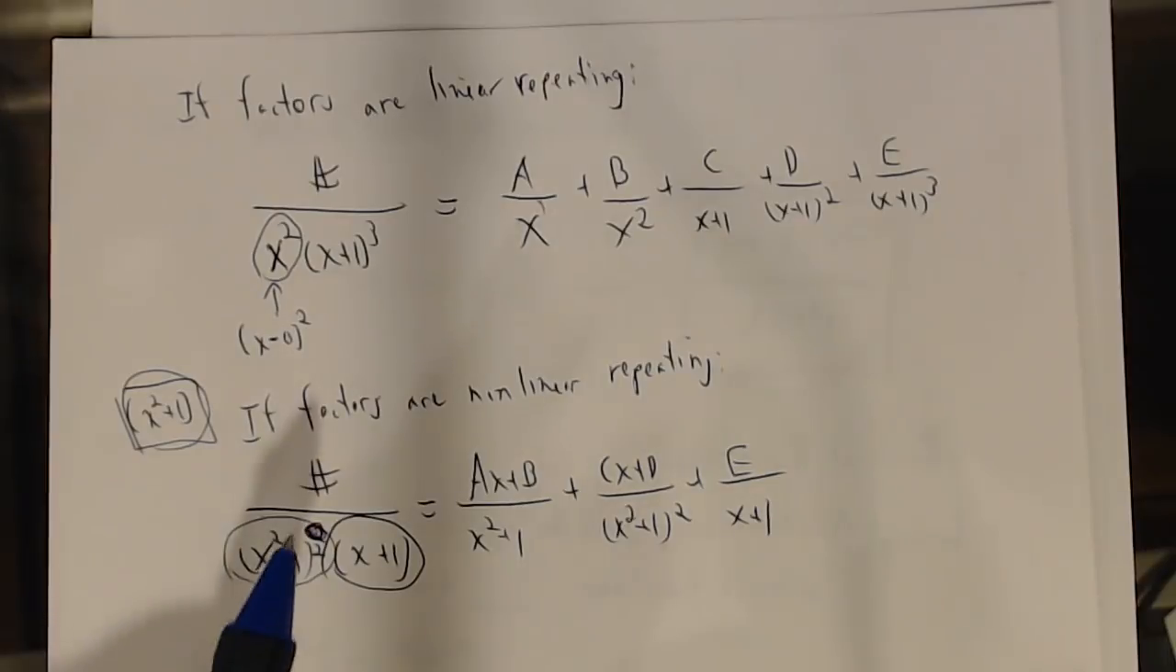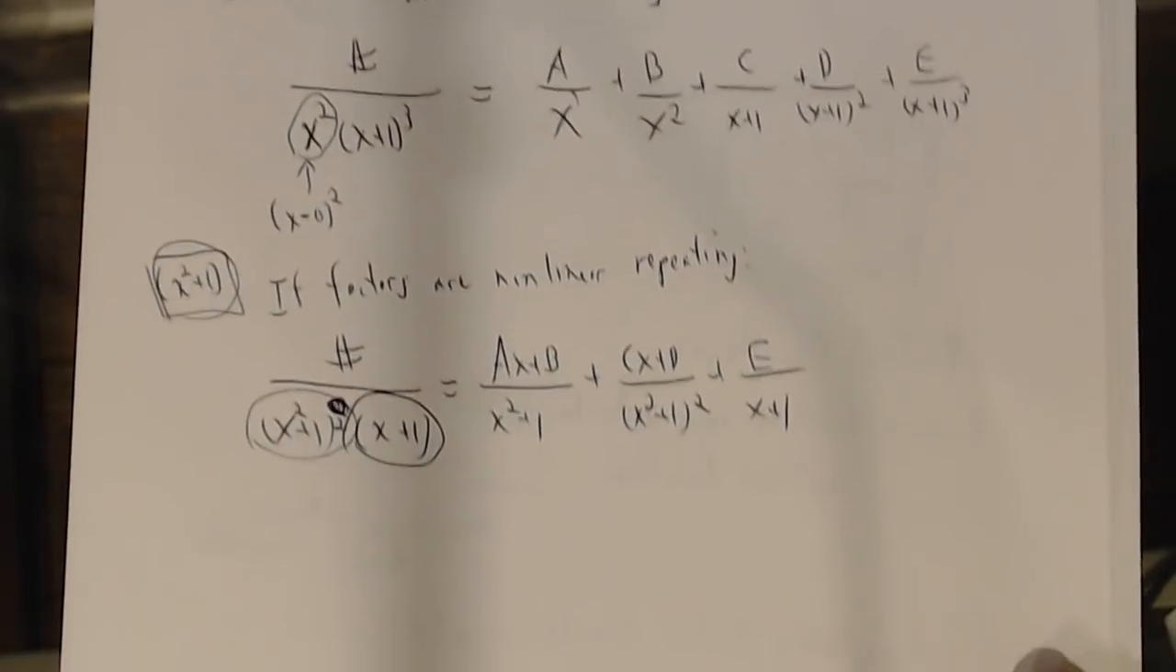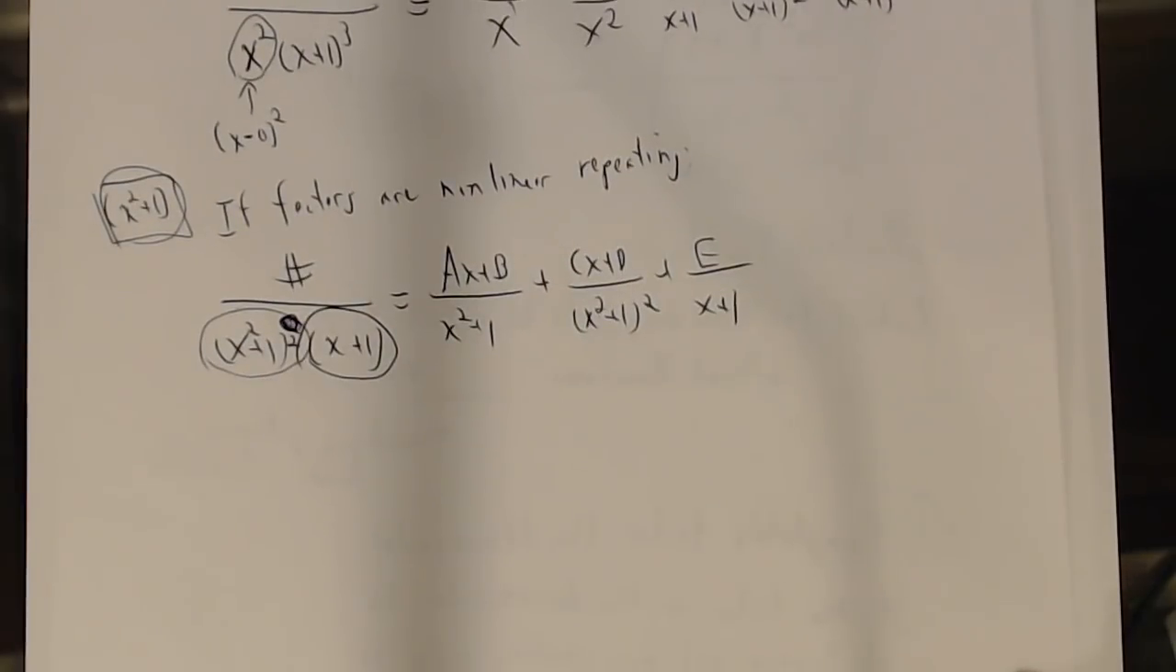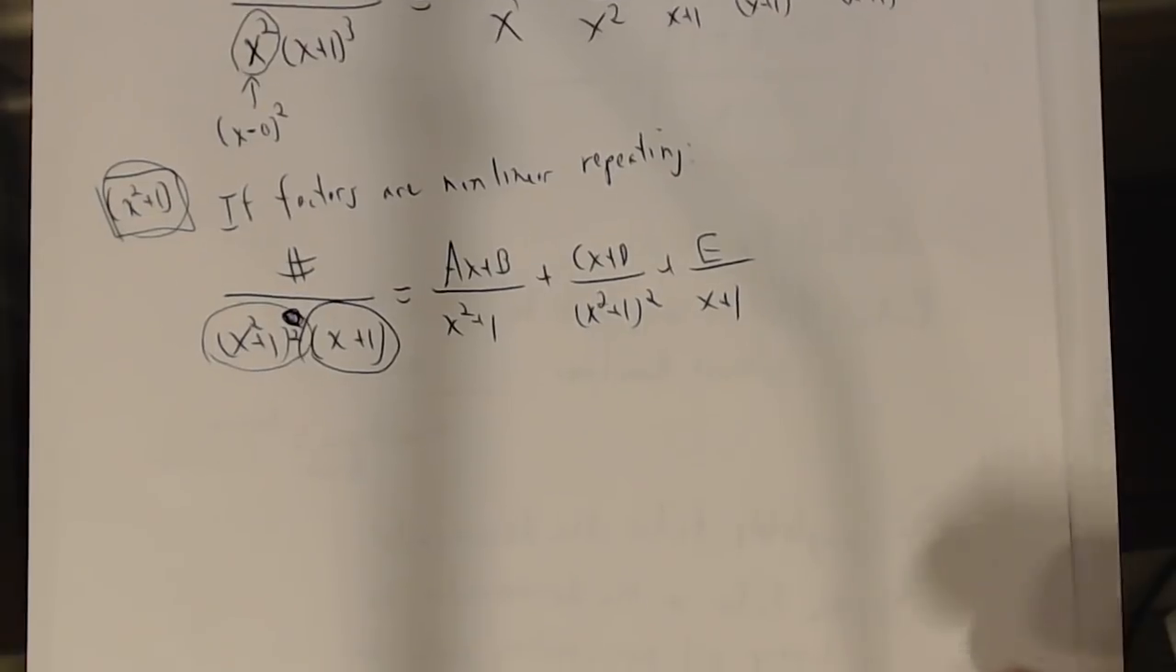And then once again, my goal is to find A, B, C, D, and E. And once I do that, then I have my partial fractions. So with that quick review, hopefully that's good enough to refresh your memory. Here's what we're going to do. Now let's actually work with this in terms of calculus.